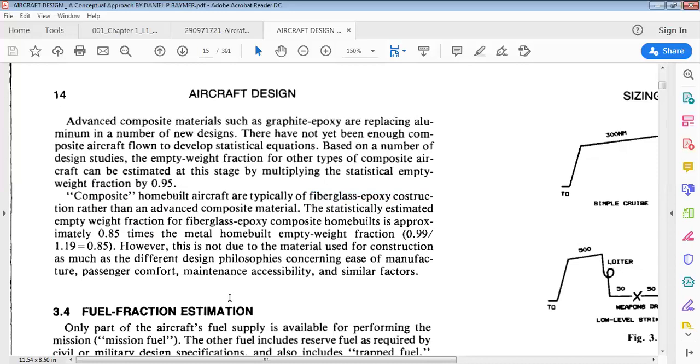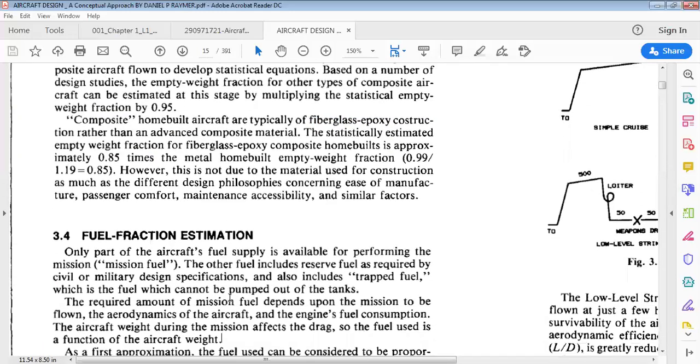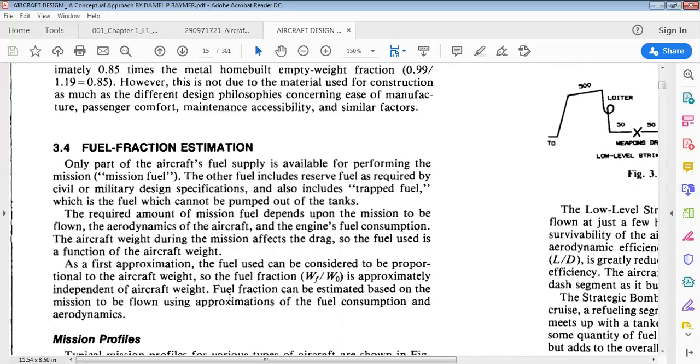Next, you can see fuel fraction estimation. What is this fuel fraction estimation? We've seen that empty weight, WE by W naught, is called the empty weight fraction. WF by W naught is called the fuel weight fraction. Only part of the aircraft's fuel supply is available for performing the mission. That is called mission fuel, which is the fuel used for performing the aircraft mission.